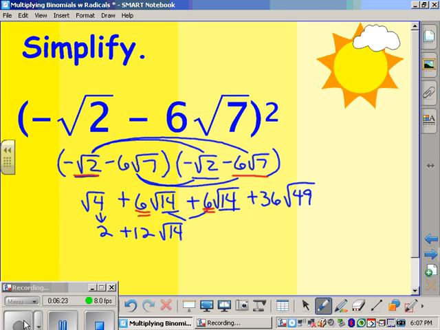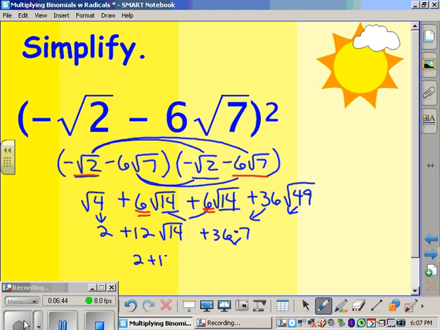Then we have 36 radical 49. So we will drop down the 36, and then radical 49 is a perfect square, so we will change that to a 7. The last thing we need to do is simply multiply the 36 times the 7. Everything else will simply drop down.